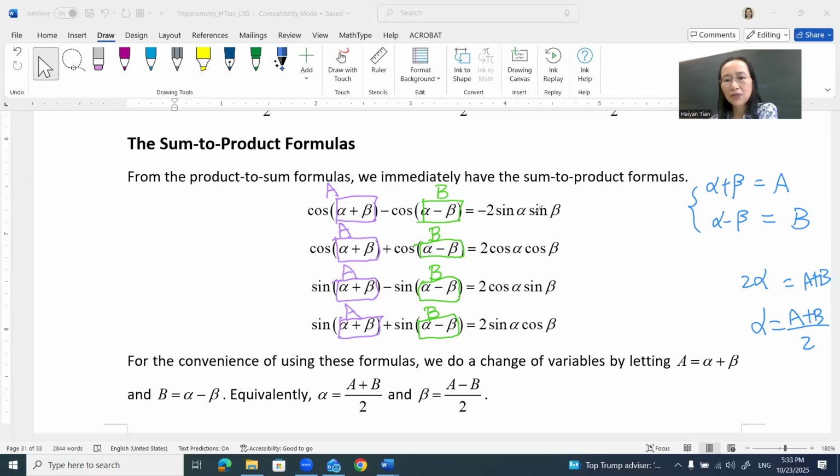So after we change the formula, because we want to use A and B, not alpha and beta anymore, the alpha and beta have to be replaced in terms of A and B. So you see, alpha will be half of A plus B. So let's replace it. Alpha is half of A plus B. Then what about beta? Yes, we can also do that.